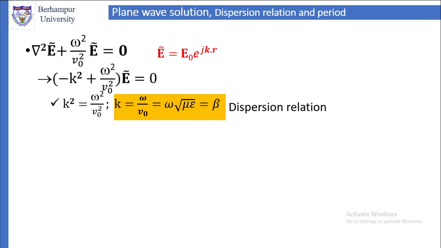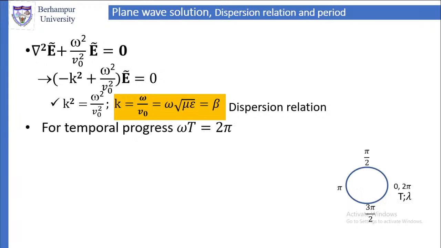Remember that in electromagnetics, dispersion always means variation with frequency. So how it is distributed over frequency gives the dispersion. How is it dispersed in frequency?